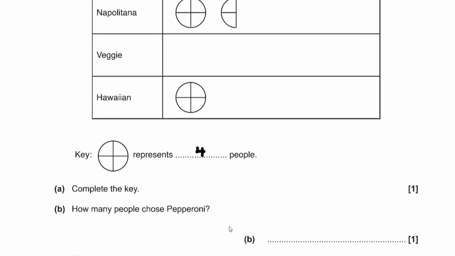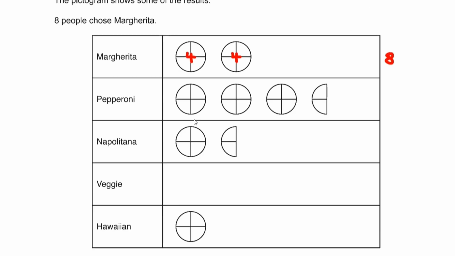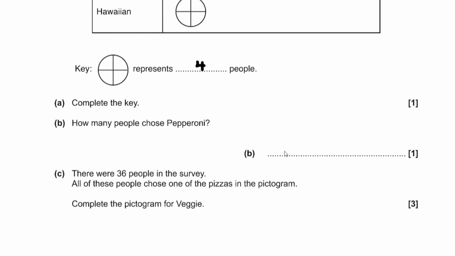Part B, how many people chose pepperoni? For pepperoni, we have 4 plus 4 plus 4 plus 2, and if I add all these together, we get 14. So, 14 people chose pepperoni. Part C, there were 36 people in the survey. All of these people chose one of the pizzas in the pictogram. Complete the pictogram for veggie.